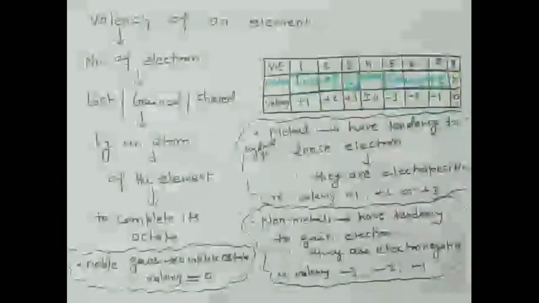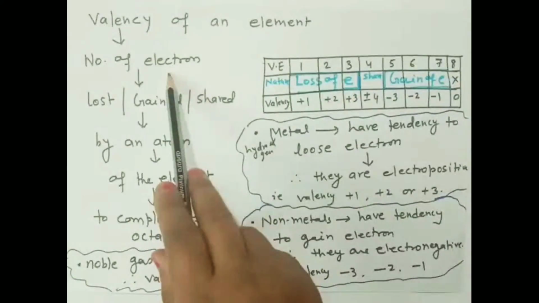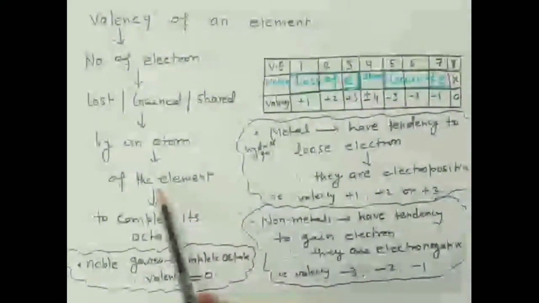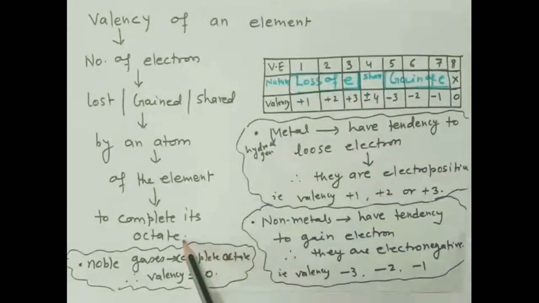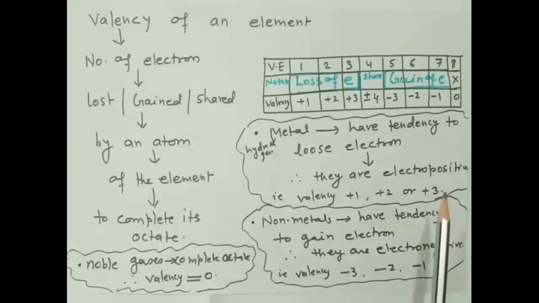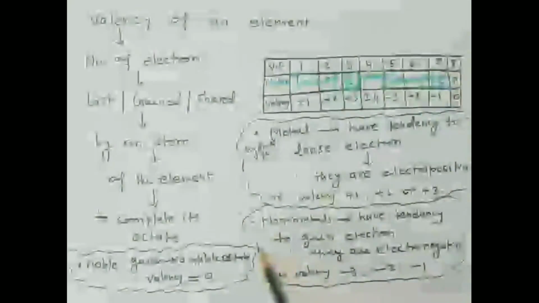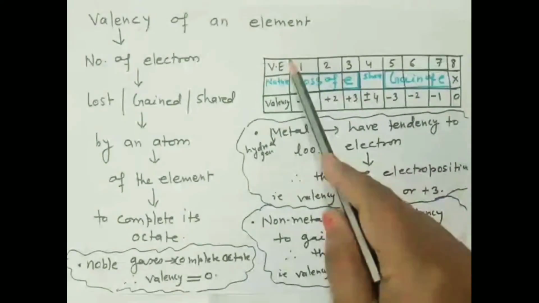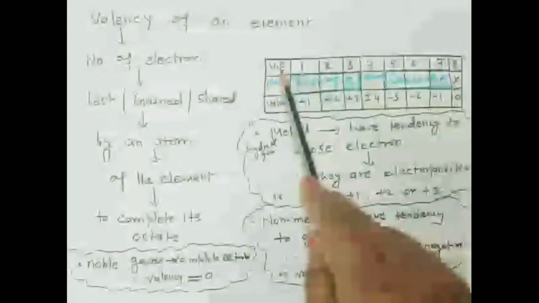Next, come to valency. Valency means the number of electrons lost, gained or shared by an atom of an element to complete its octet. If an atom has fewer than 8 valence electrons, then it needs to complete its octet in its outermost shell. The electrons present in the outermost shell are called valence electrons. So the valency of an element depends upon its valence electrons.